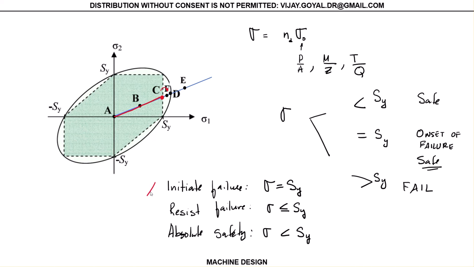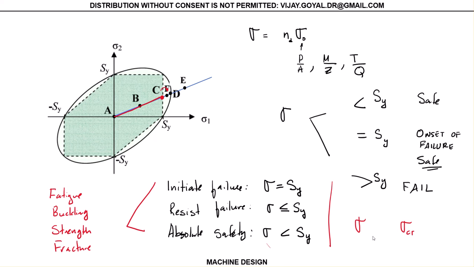And this concept will apply to everything. This concept can apply to fatigue analysis, can apply to buckling stability analysis, can apply to strength analysis, fracture mechanics, fracture analysis, any other analysis. What's going to change is what loads you're using. So let's say in the case of buckling, then you're comparing your sigma with your sigma critical, or you're comparing P versus P critical.